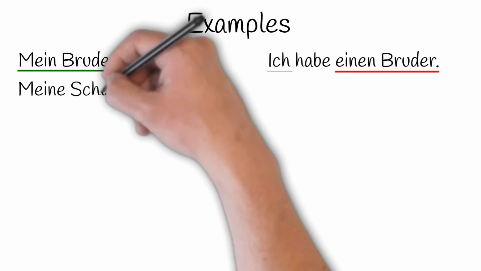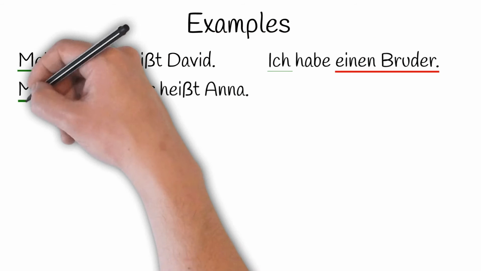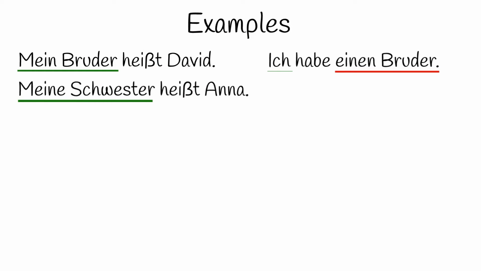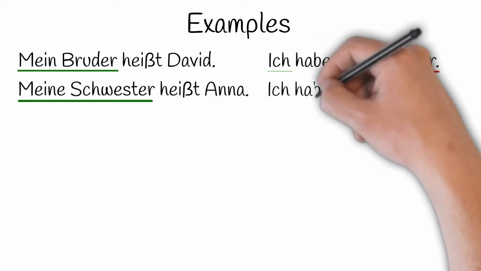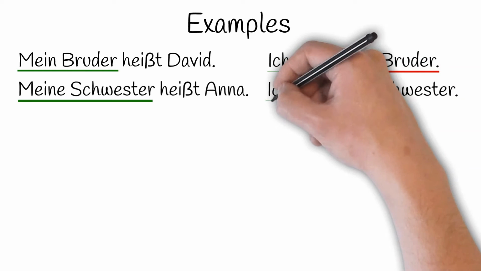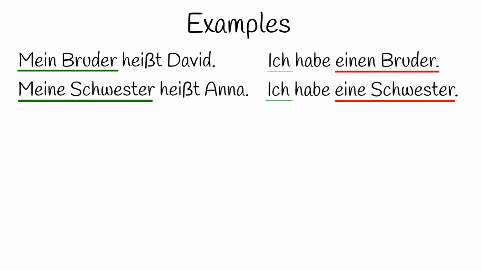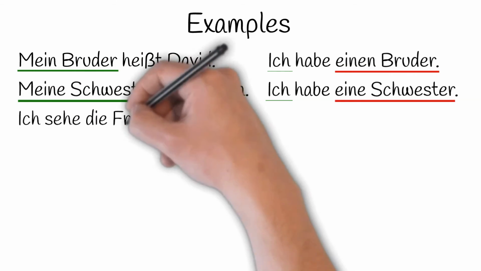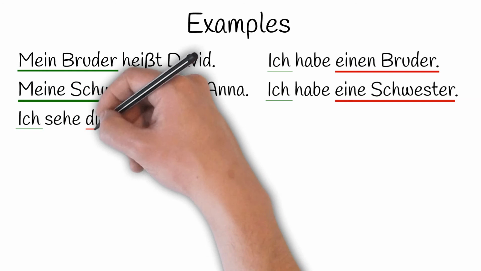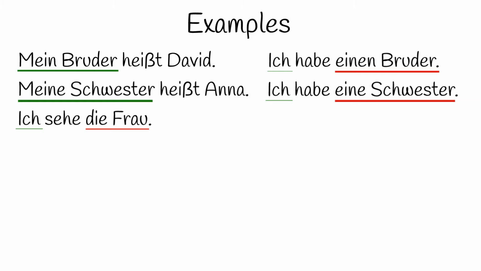A second example, meine Schwester heißt Anna. Here again, we only have a nominative noun. In the second sentence, ich habe eine Schwester, we have a nominative pronoun. Ich is in control of the verb and eine Schwester is the passive element receiving the action of the verb. It is accusative. Ich sehe die Frau. Ich is nominative and die Frau is accusative. Die Frau sieht mich is the opposite of that. Die Frau has become nominative even though the die hasn't changed, and ich has become mich in the accusative.